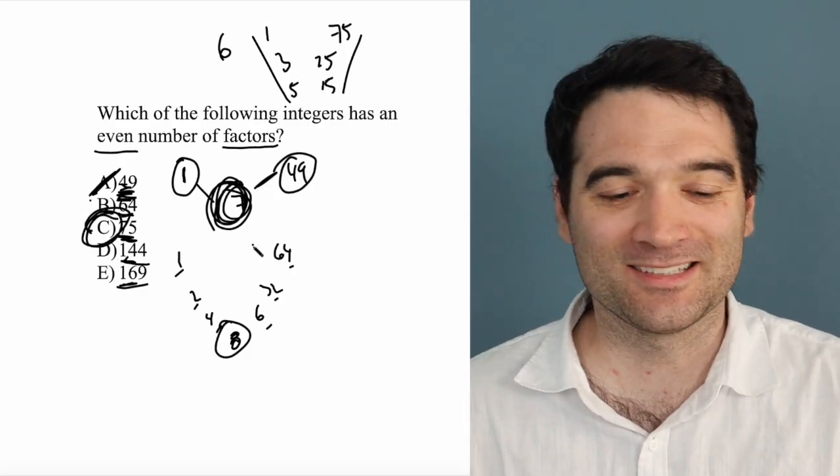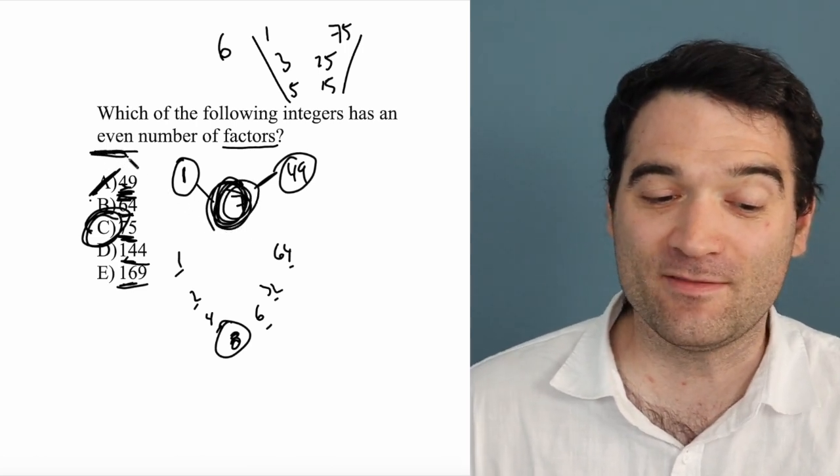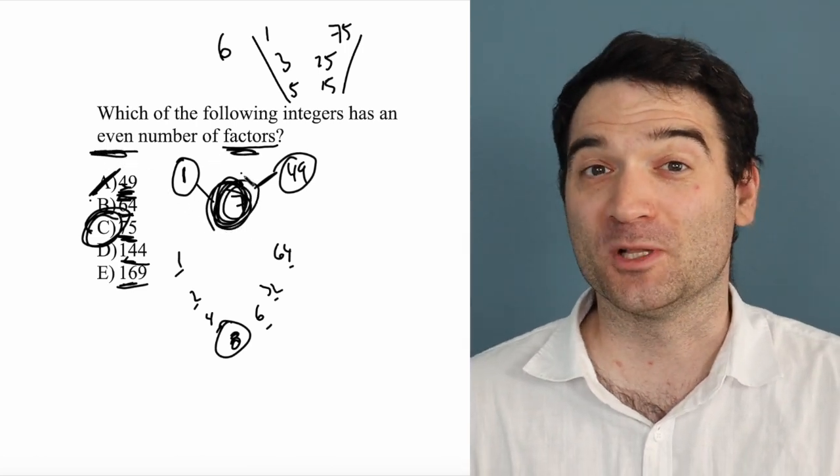So that's a little, I don't know, cheat code for the test. If they ask you about whether there are an even number of factors or odd number of factors, you should be looking for perfect squares.